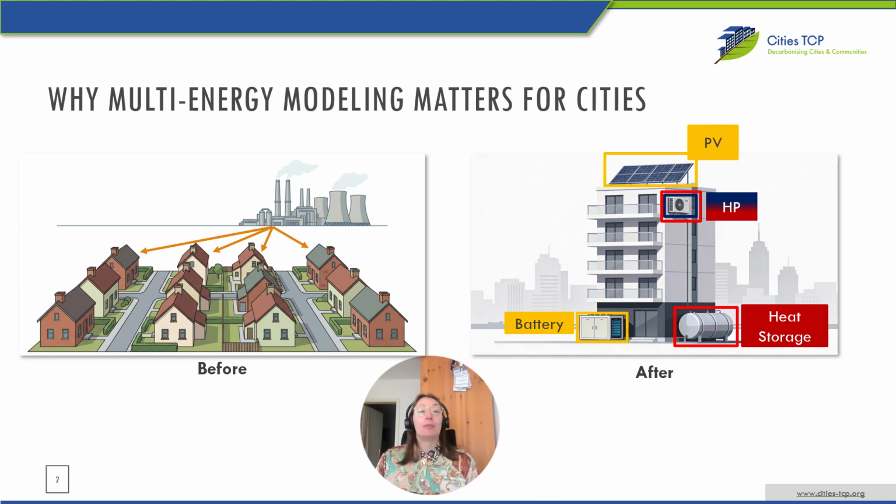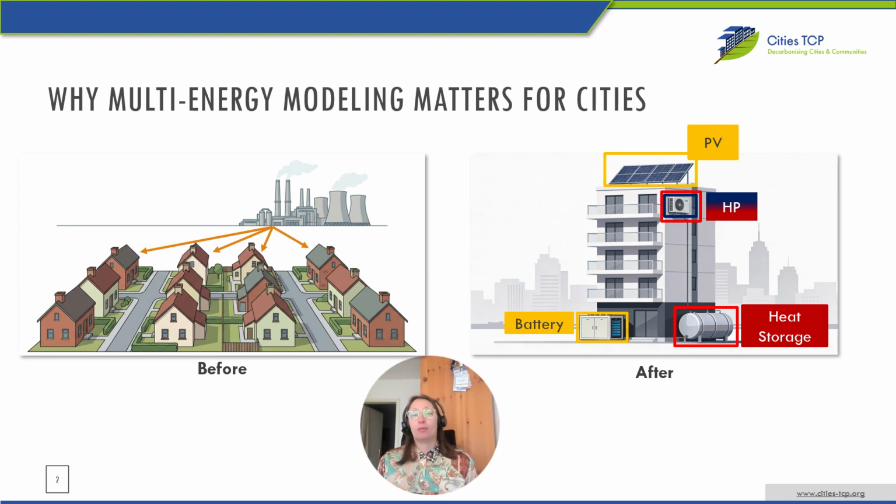Before, centralized energy production used to rule the world, so what you would usually see looks a bit like the picture that we have here on the left, with many houses connected to a central power or heat plant. Now things are shifting a bit, so we see more and more of what are so-called prosumers around our cities.